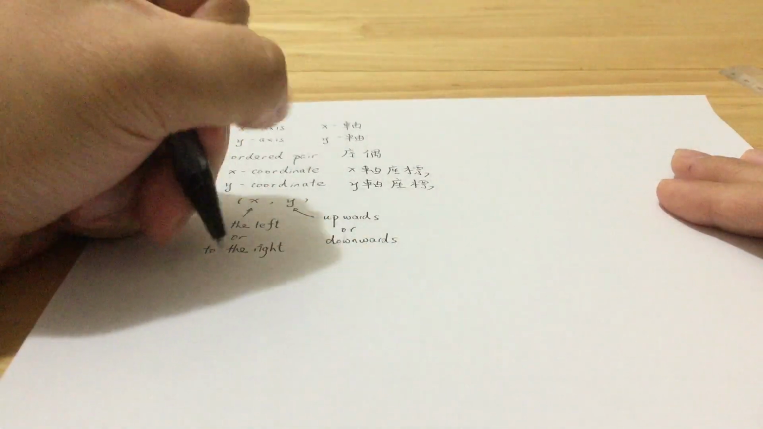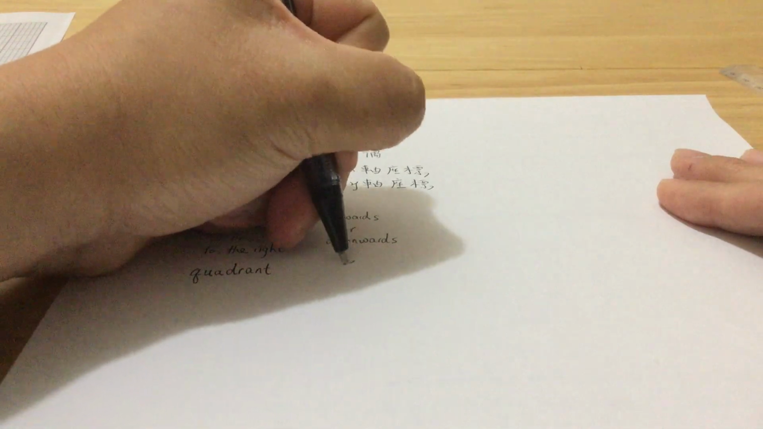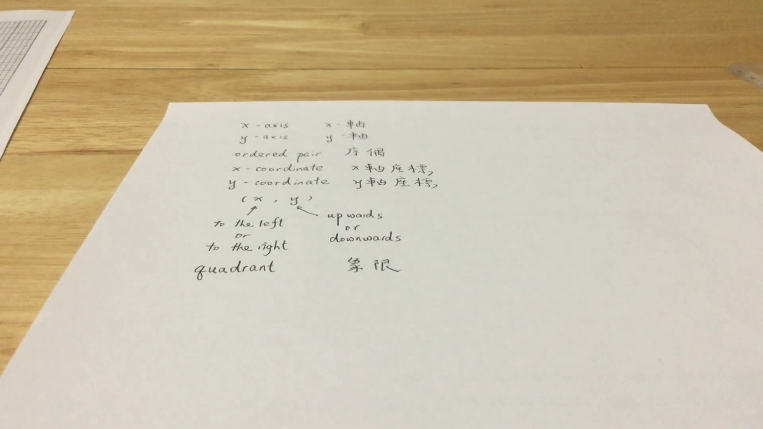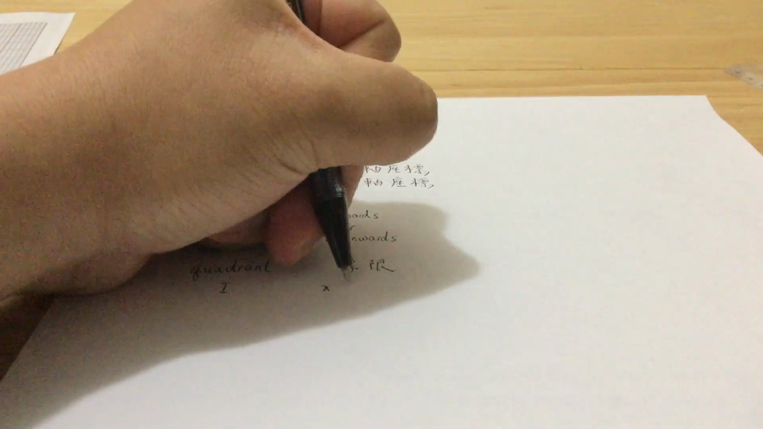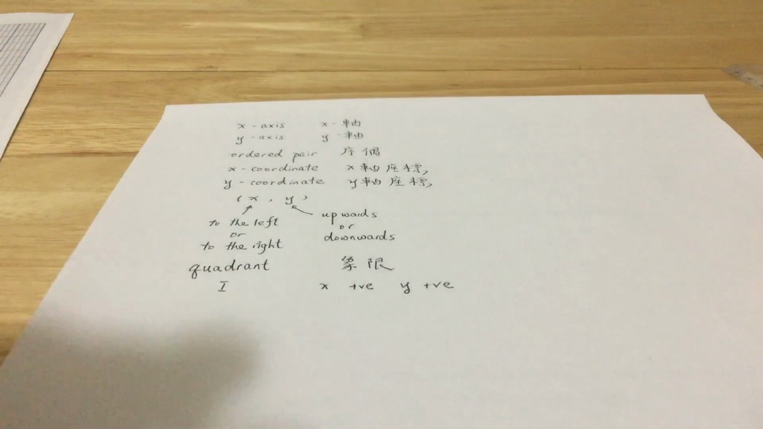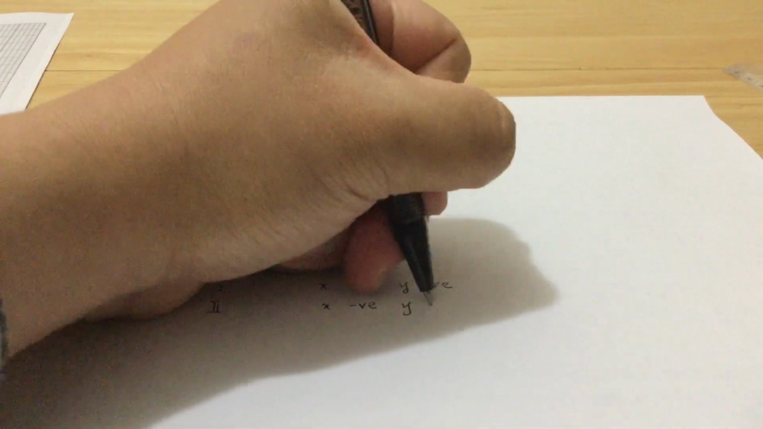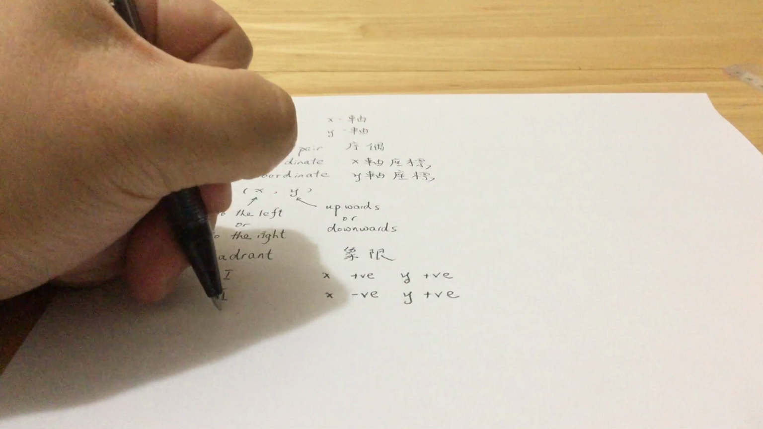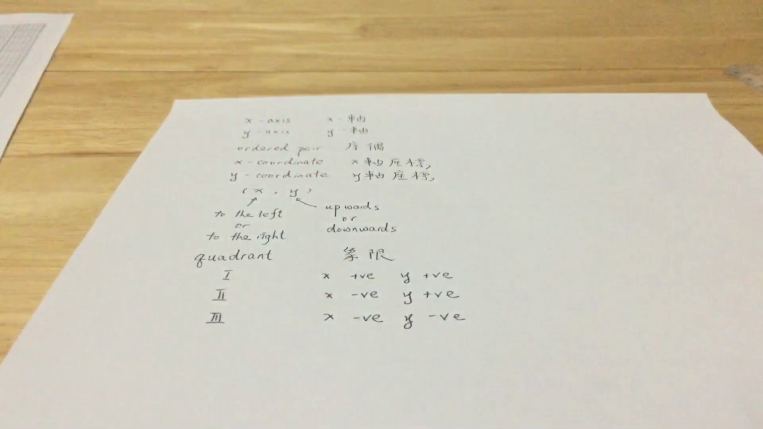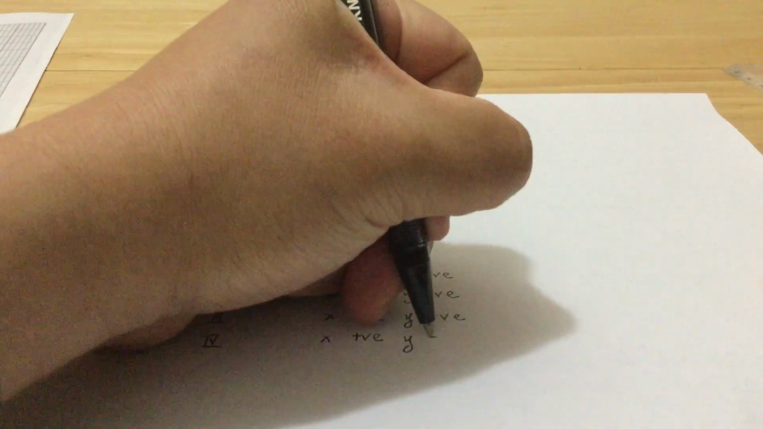Last thing I want you to know is that we have 4 quadrants. In Chinese, this is called 象限. Starting from quadrant 1, that is with the positive x coordinate and positive y coordinate. For quadrant 2, you will see x coordinate is negative and y coordinate is positive. For quadrant 3, you will see x coordinate is negative and y coordinate is negative. For the last one, you will see the x coordinate is positive and y coordinate is negative.